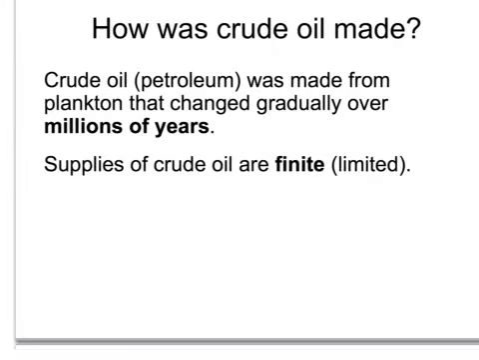Crude oil was made millions of years ago by tiny plankton that lived in the sea. When they died, they fell to the seabed, and layer upon layer built up in the sand on the seabed, and after millions of years this changed into crude oil.